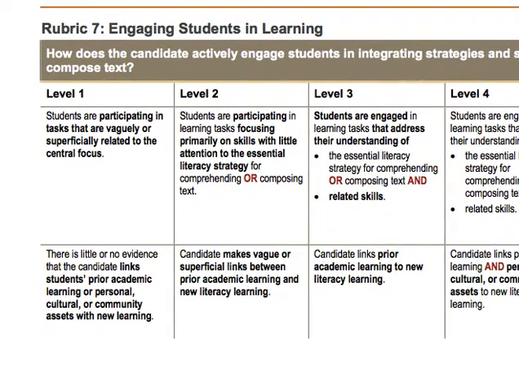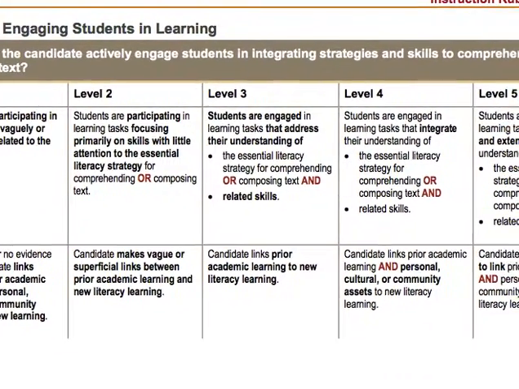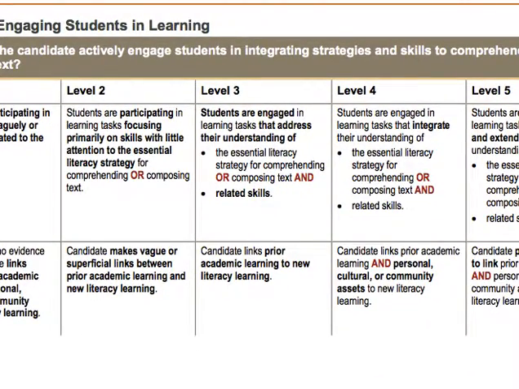If we look down at level 1 and level 2, not focused on the skill or the tasks, there's no evidence that you are linking anything to what they're doing in the classroom. You didn't use what you knew about the students, about their prior academic learning, or their cultural, community, personal assets in your planning. But I think that's all we really need to talk about in terms of that one.